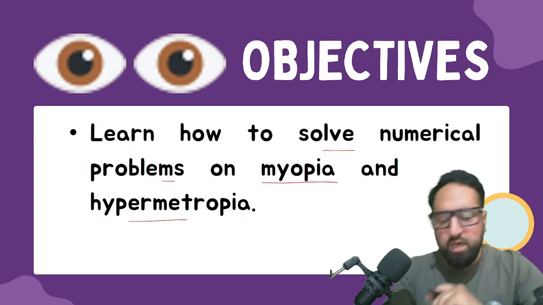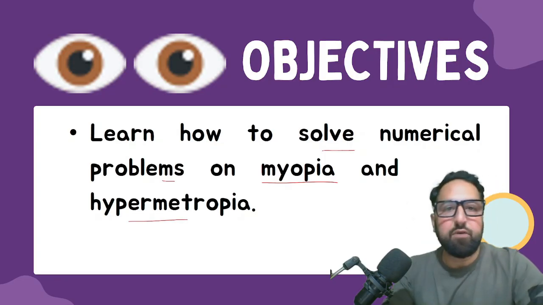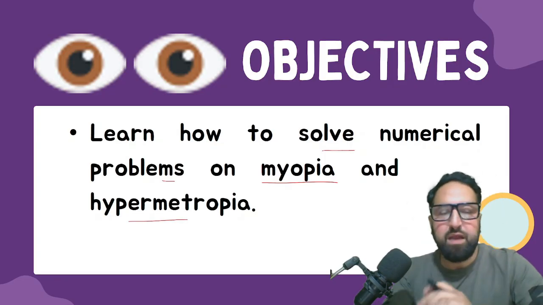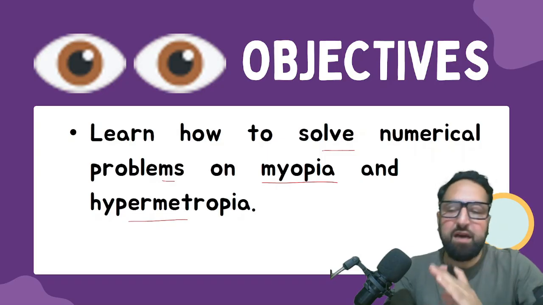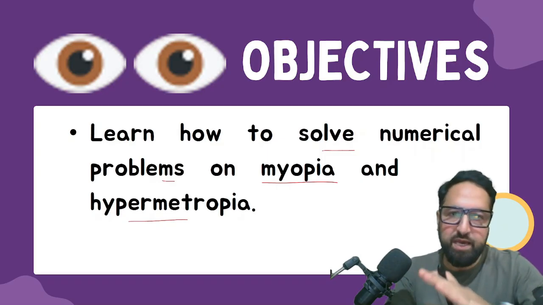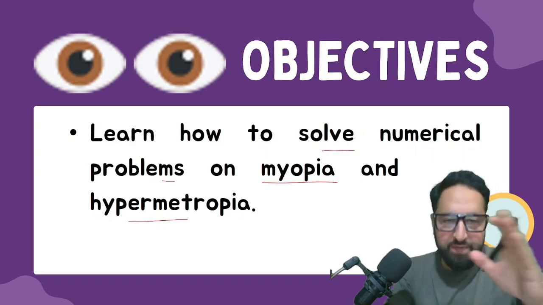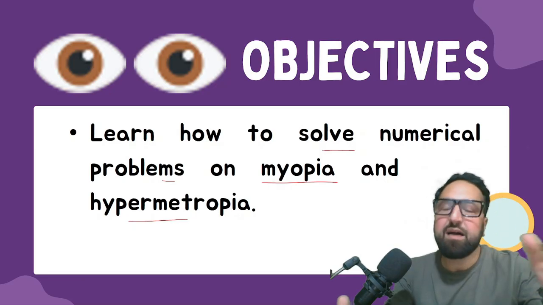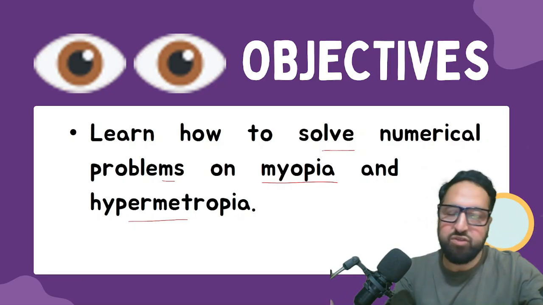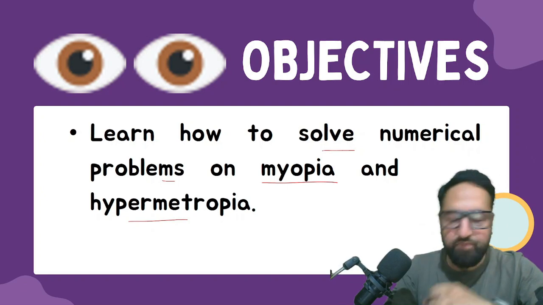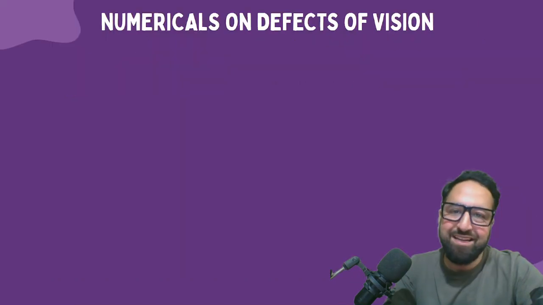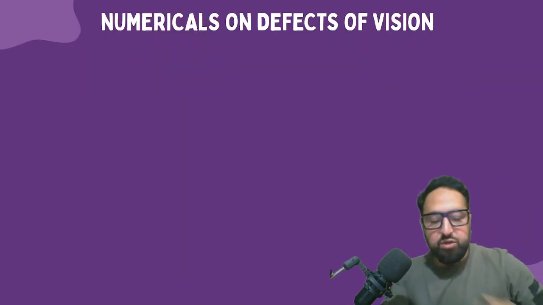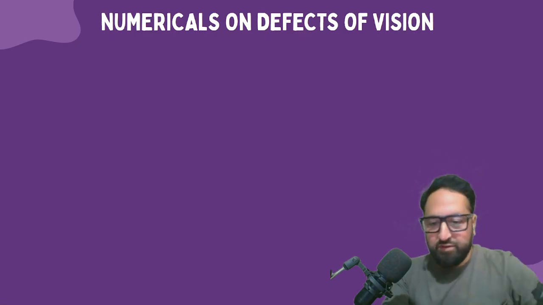Now, what will be our approach? First, I'll take the general approach to how to solve the questions. Then after that, we'll solve some questions here in this video. And at the end, I'll give you some questions which you can solve at home. All right, so without any further delay, let us start the session. Numericals on the defects of vision.